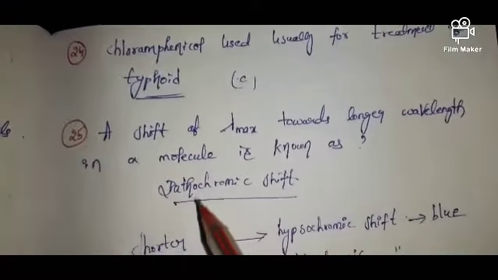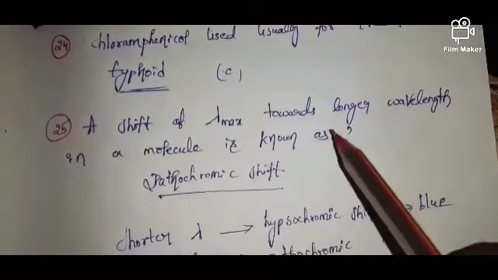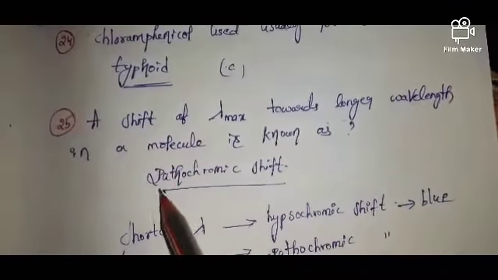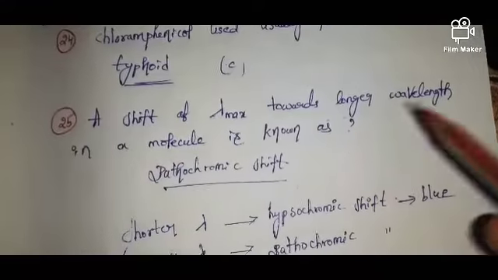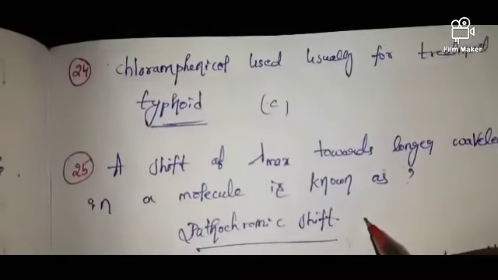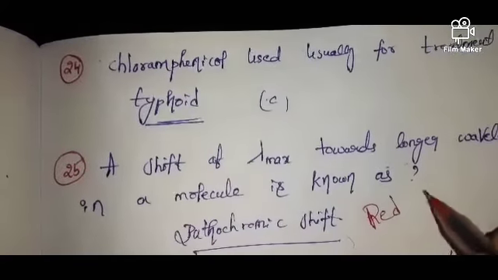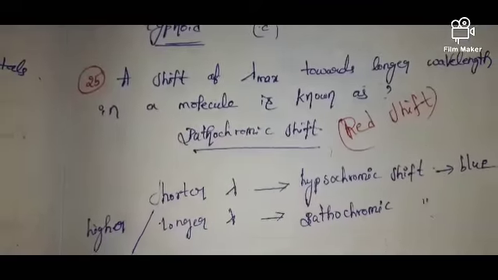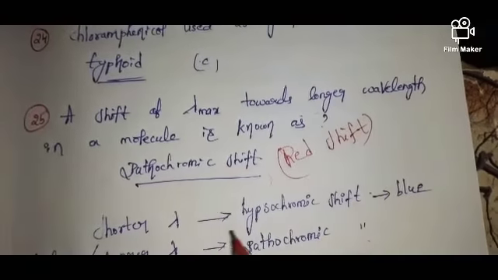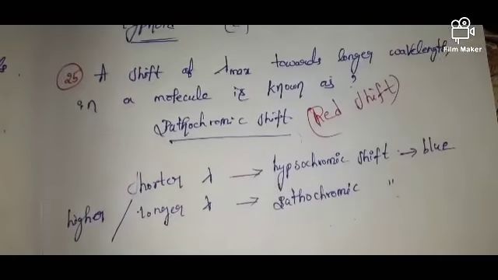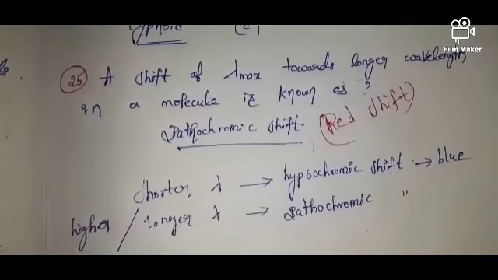Next, a shift of lambda max towards the longer wavelength in a molecule is known as bathochromic shift, friends. Towards the longer wavelength is bathochromic shift. We can also call it red shift. Towards the shorter wavelength means hypsochromic shift or blue shift. Hope you understood this, friends. Okay, friends, thank you.